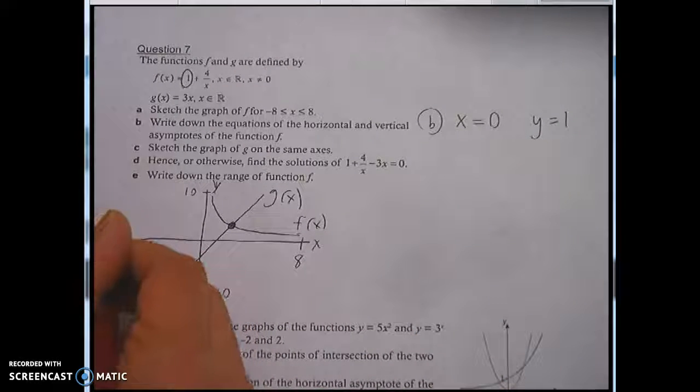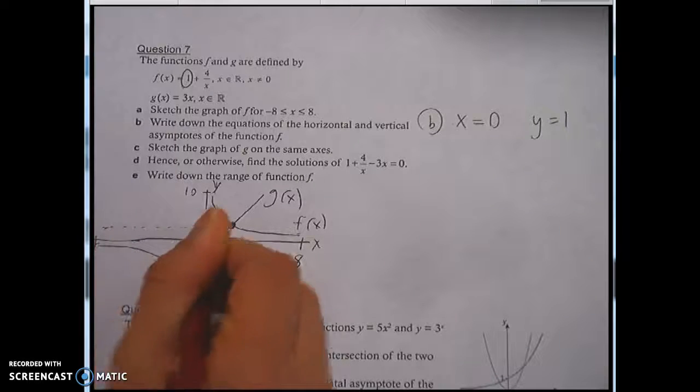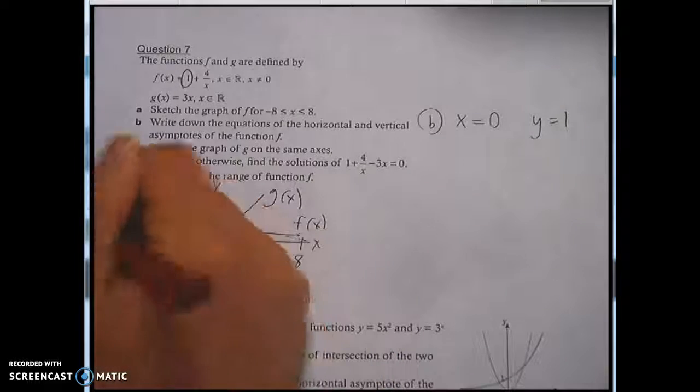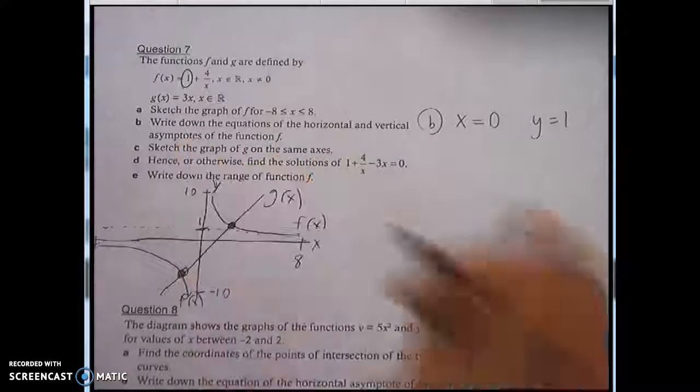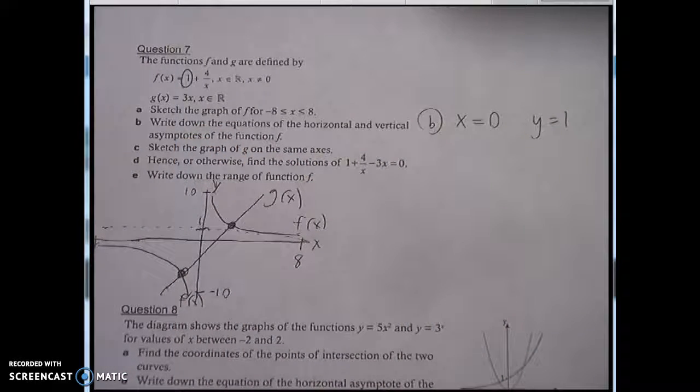I usually just use a dashed line to signify that it's an asymptote. And that's just at 1. So y equals 1, there's a horizontal asymptote. At x equals 0, there's a vertical asymptote. Okay.